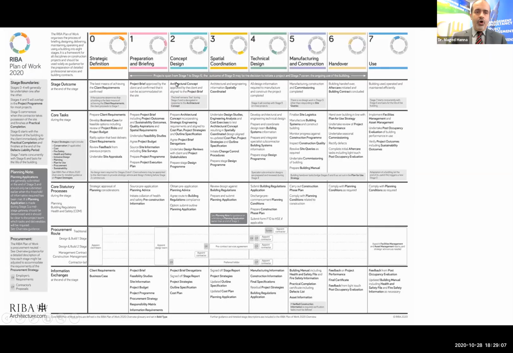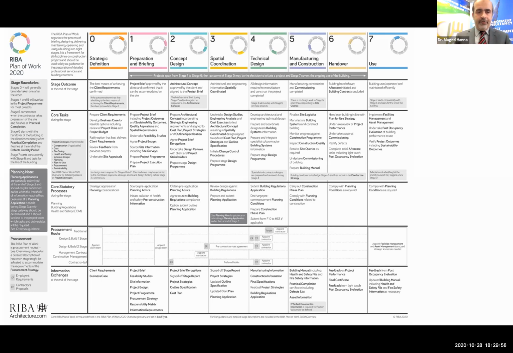Now, if I move a bit forward, this is a great framework coming from the RIBA, the Royal Institute of British Architects, talking about the different stages of the design: strategic definition, preparation and briefing, concept design, spatial coordination, technical design, manufacturing and construction, handover and use. It is a great way to divide your design process from the beginning of the project till the use, which then goes into maintenance and facility management.